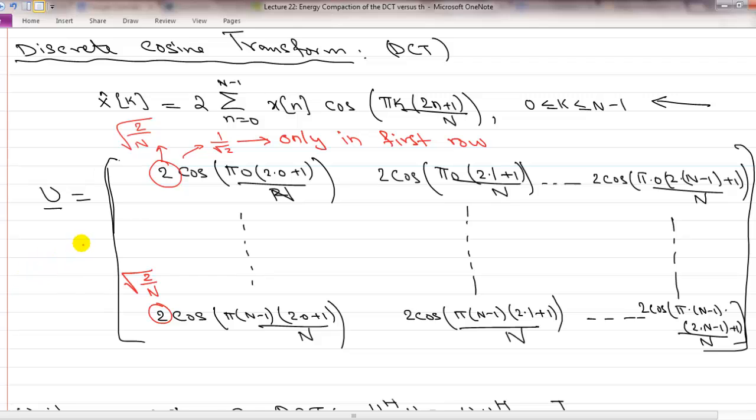If you want to generate this unitary matrix in MATLAB, the command is dctmtx(N). So if you give it dctmtx(10), it will generate this DCT matrix, the unitary one. And computing the DCT coefficients is as simple as taking your signal and multiplying it with this matrix, and you have your DCT coefficients.